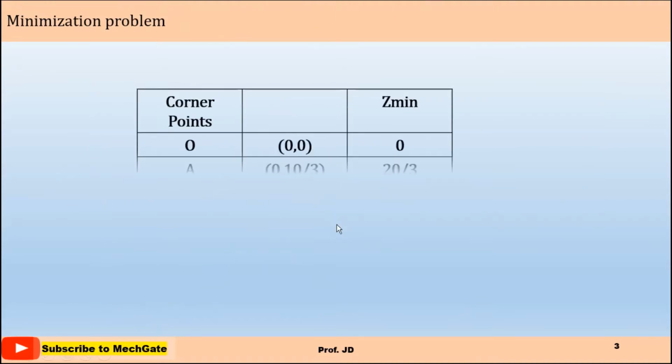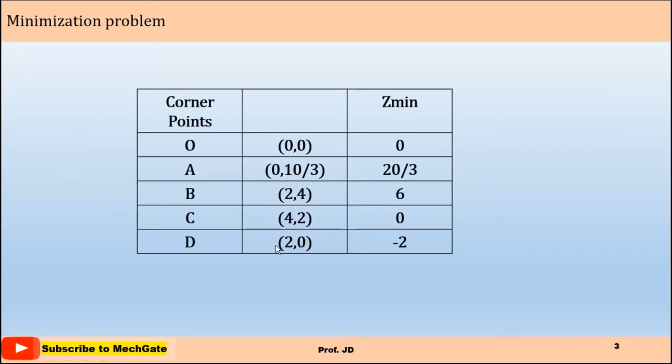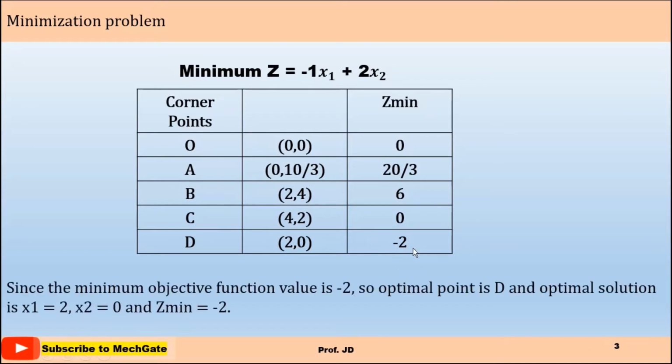Now put all the coordinates into the objective function. You will get the minimum objective at point D, which is minus 2, right? So our optimal point is point D, and the minimum objective function value is minus 2. So this is the optimal solution.